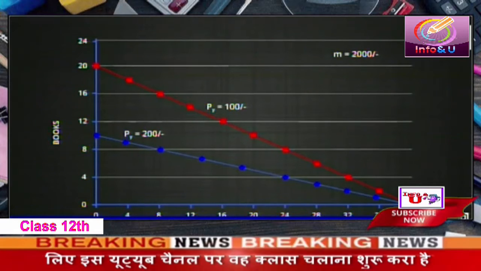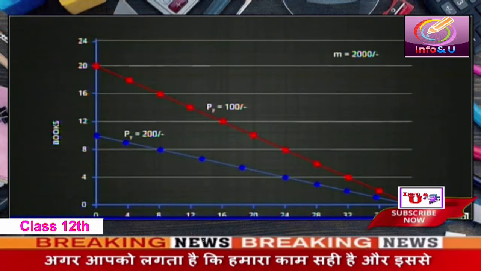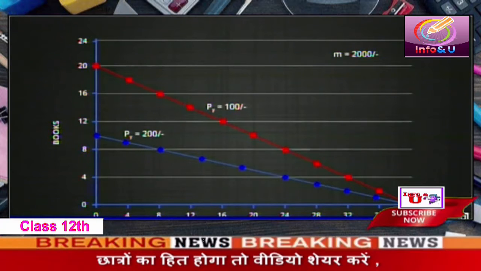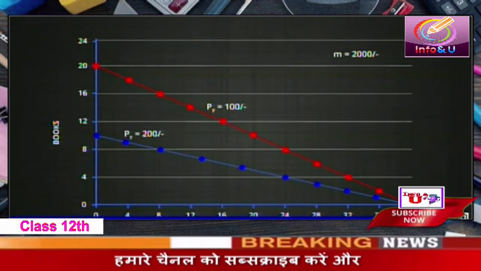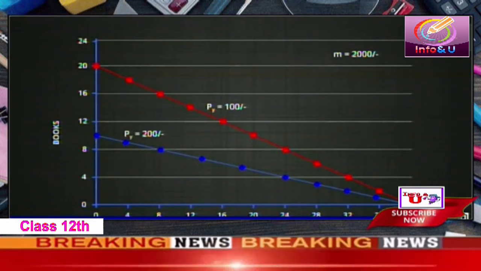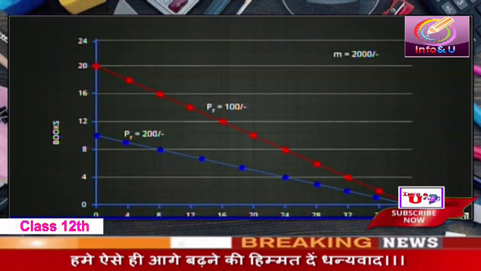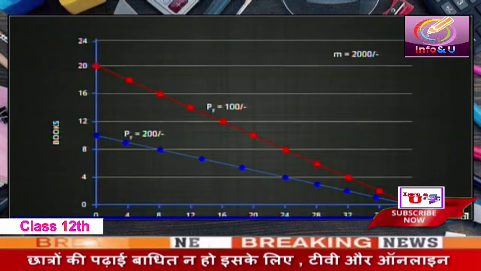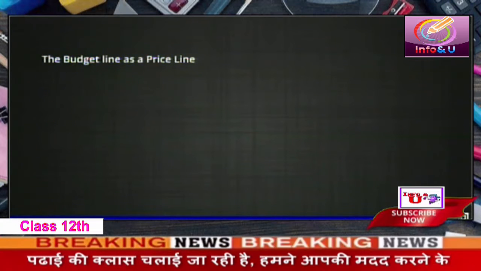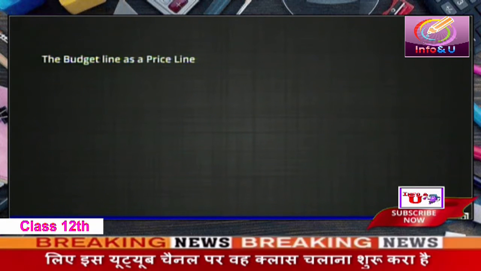The consumer could of course choose to buy any combination of books and movie tickets that lie on the new blue budget line. You may notice that she cannot afford a bundle like 12-4, which was previously affordable. Once again, the budget set has become smaller. The budget line is actually also called a price line.